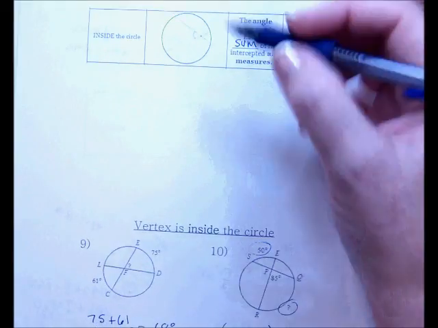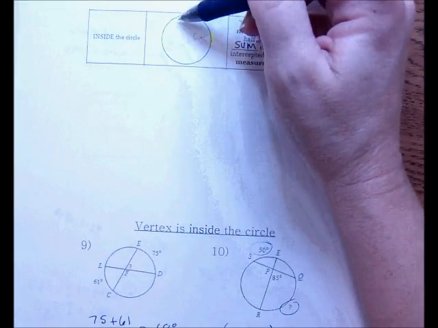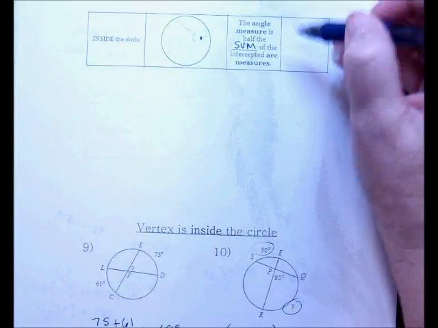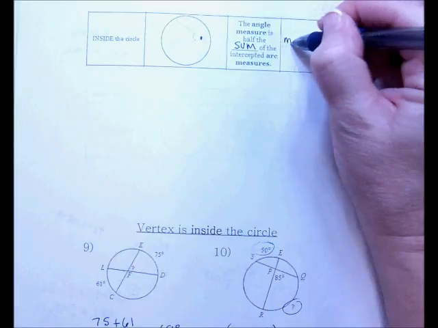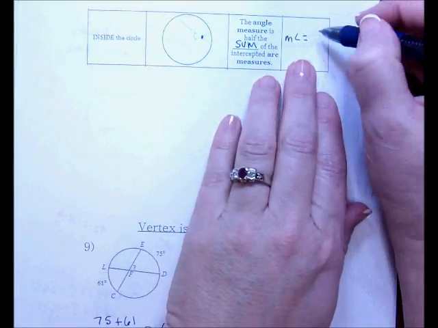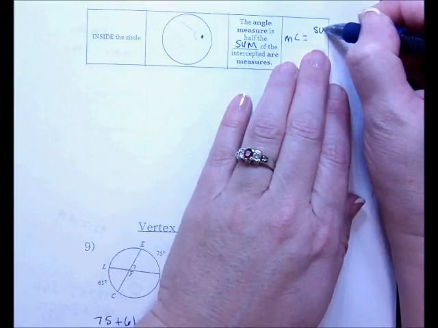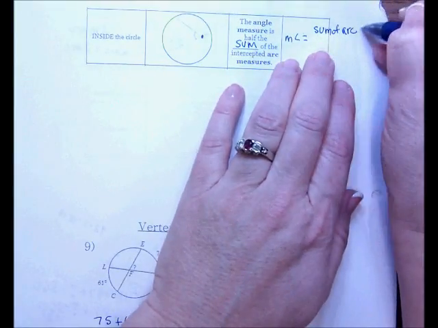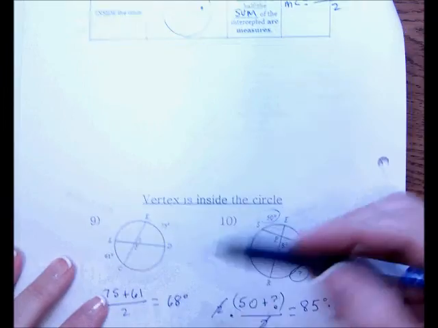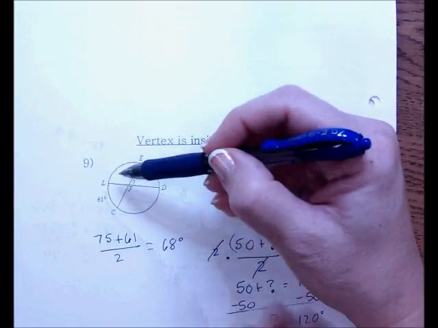Okay, I think the video caught up. So this is when the vertex is inside the circle, but it's not at the center. And the rule here is the angle measure is equal to half the sum of the intercepted arcs. So the sum of arcs divided by 2. And sum means to add them together.